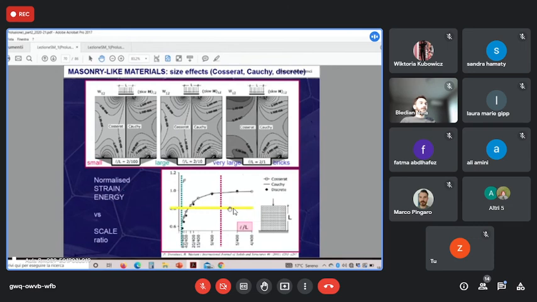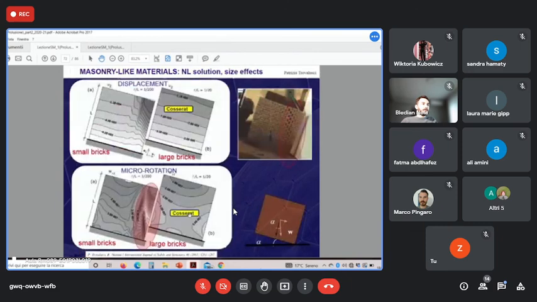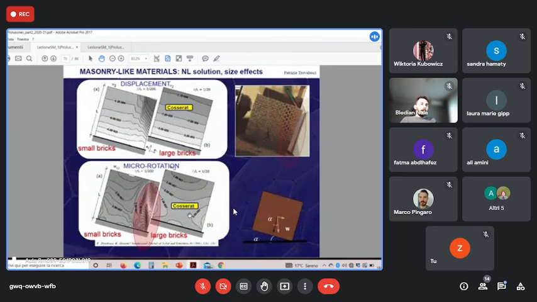That is constant with respect to the variation of the scale ratio. So the size of the bricks does not affect the solution of a Cauchy model. While both in the micro model, the discrete model, and in the Cosserat model, we can find that the solution depends on the size. And this is a very important feature. Moreover, the nonlinear constitutive behavior is included in the formulation, and we consider for the joints the possibility to open and rotate with respect to one another edge, and sliding. So we were able to represent the behavior of masonry with a good level of approximation, as I showed you before.